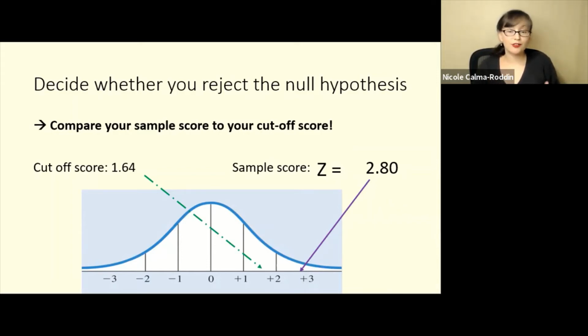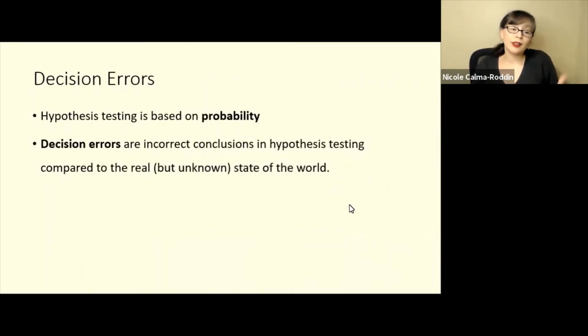And so if we've included some sort of manipulation, have some sort of experiment where we're testing a medication or something else, the likelihood is that this score is a result of that manipulation, not just random chance. This isn't a score that we would just pick out at random from this distribution. But that means that the conclusion we come to is based on probability. Our hypothesis testing procedure is based on probability, and so it's possible for us to make an error, and these are what we call decision errors.